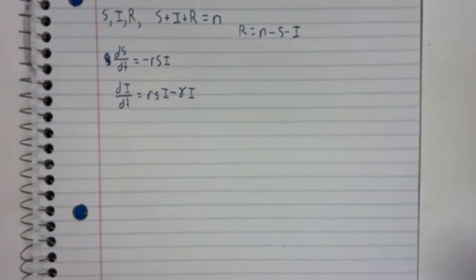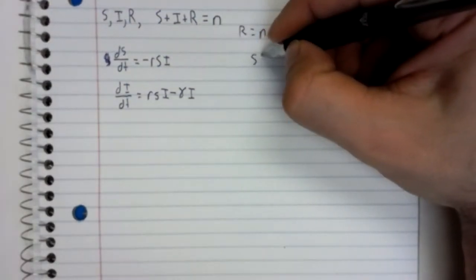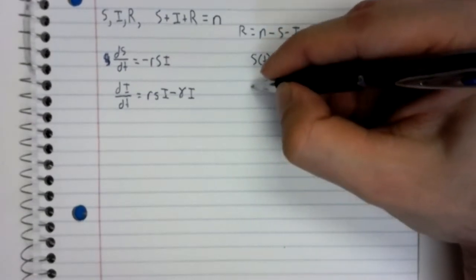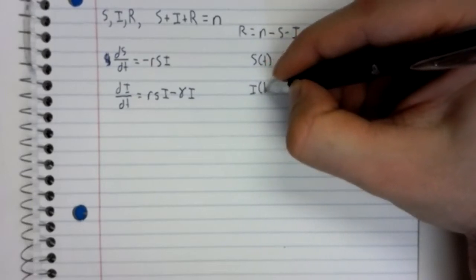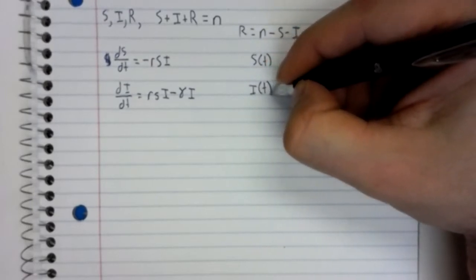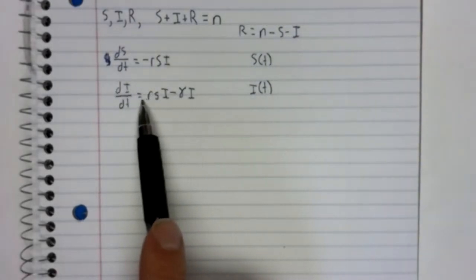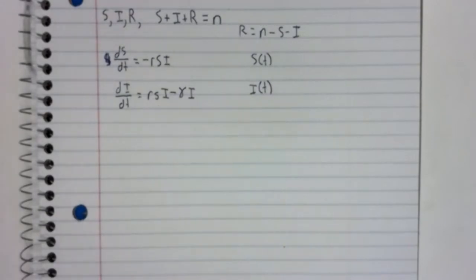Now, S and I are changing with time. This system is autonomous, meaning that the independent variable doesn't show up in these equations, but time is the independent variable.